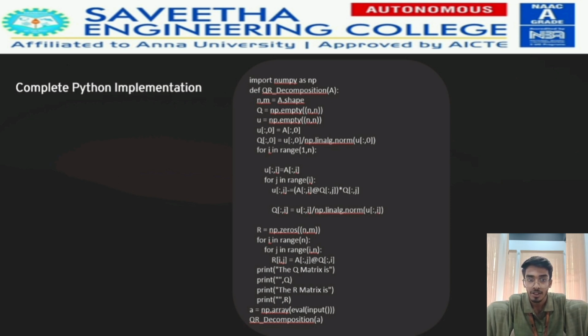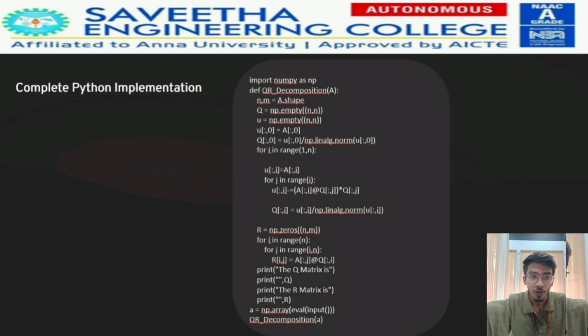For the next column, the program applies the Gram-Schmidt process. The new column starts as it is, and then we subtract its projections onto the previously computed vectors of Q. The subtraction ensures that the new vector is orthogonal to the earlier ones. Once orthogonality is achieved, we normalize it, and this normalized vector becomes the next column of Q.